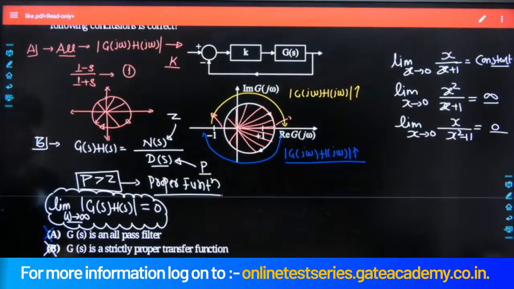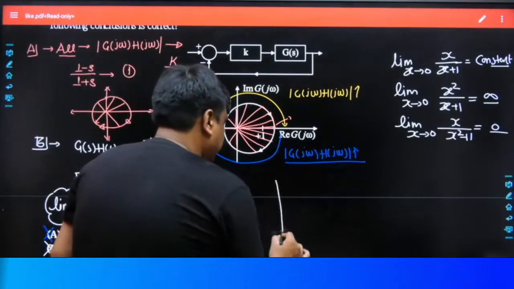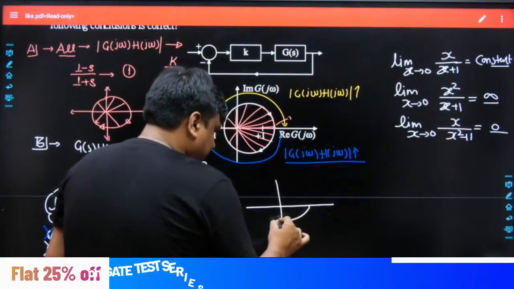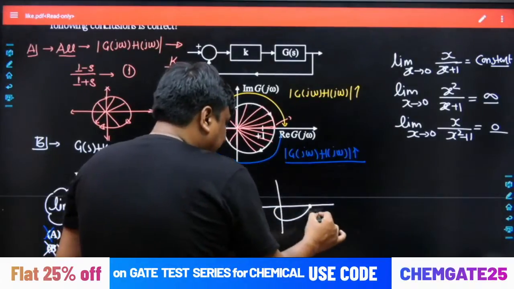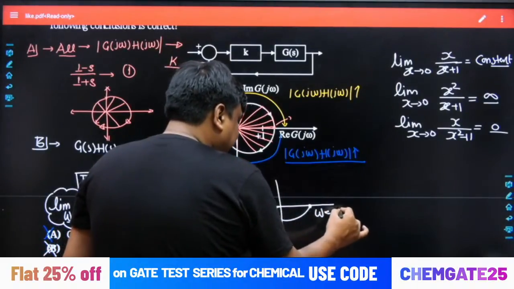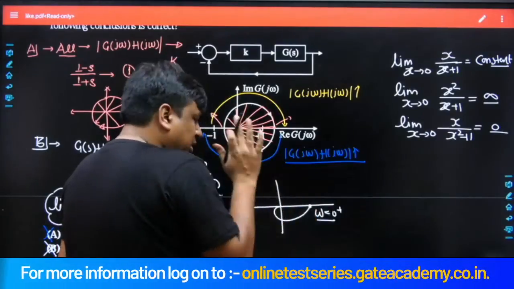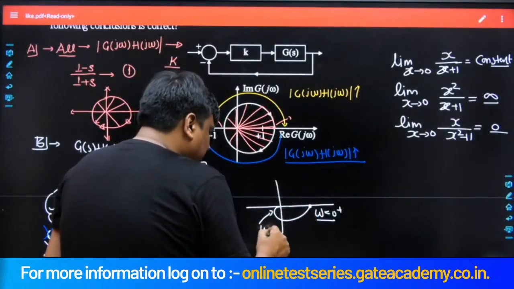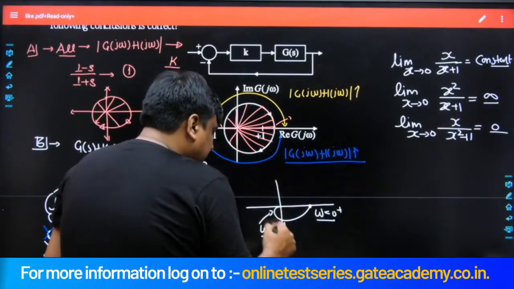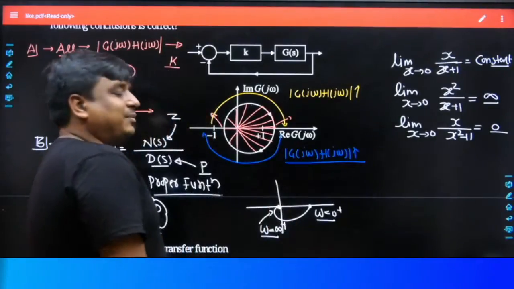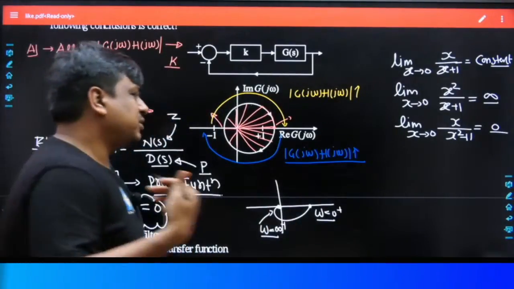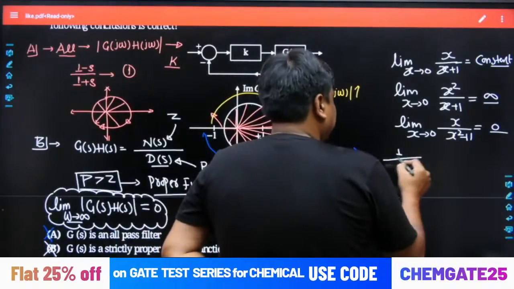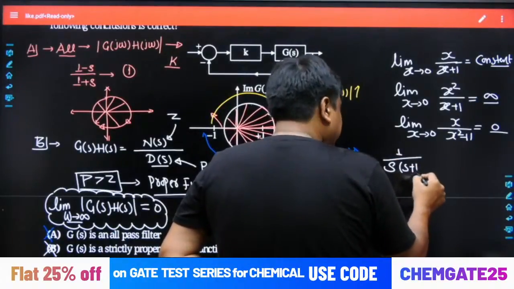So sir, in future, if this could be given in this way. What it is saying is, at omega equal to 0 plus you start from a certain finite value, forget about it. But at omega equal to infinity, the magnitude of the system becomes 0. That means it is a strictly proper function. Tell me whether it is a strictly proper function or not. Yes sir, it is.